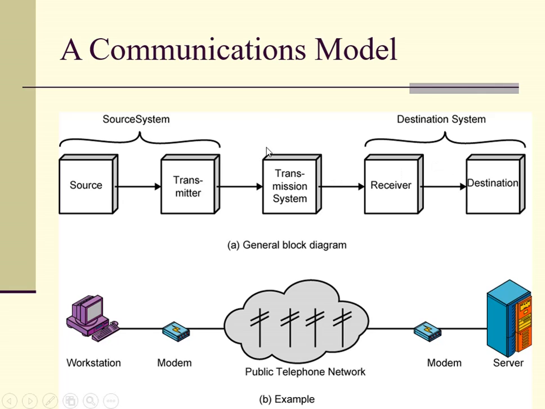In a communication system, there should be a source to send data, also called the transmitter. Then a transmission system should be there, and a destination system, or receiver, should be there for communication. Here is the general block diagram: workstation, a modem, the public telephone network, then demodulator and server. This is an example for a communication model.